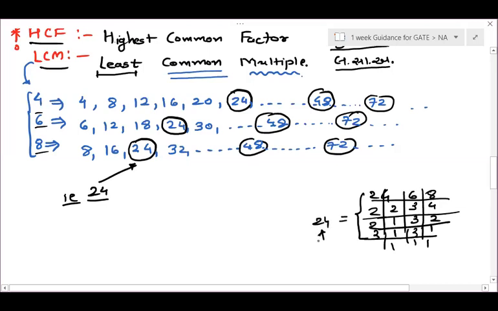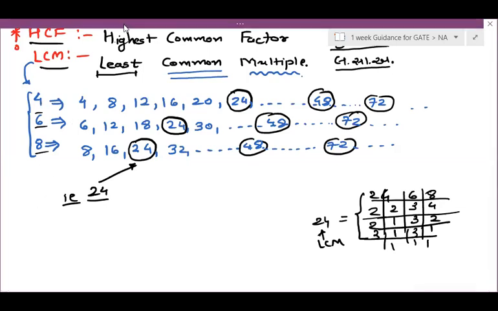This is their LCM. So you know the method, but you do not know what its interpretation is, when we have to use it. Is it clear now? Okay. If I talk about HCF, now see over here.